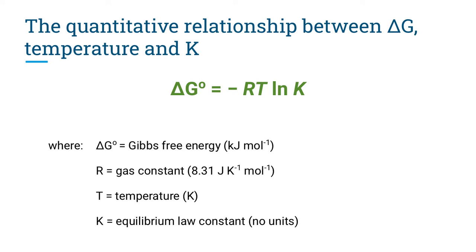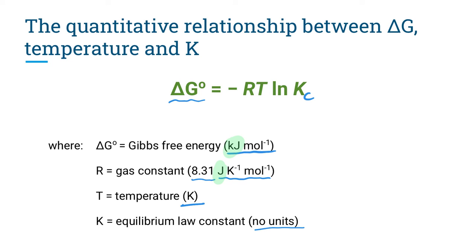Now we can relate the delta G value with temperature and the equilibrium constant with this equation here, where delta G is equal to negative RT ln of Kc, where delta G is the Gibbs free energy in kilojoules per mole. R is the gas constant, and that's in joules per Kelvin per mole. So take a look here. We've got kilojoules and we've got joules. So we're going to have to do a change in units when we're doing any calculation with this particular equation. Temperature is in Kelvin. And then K is the equilibrium constant, which has no units.